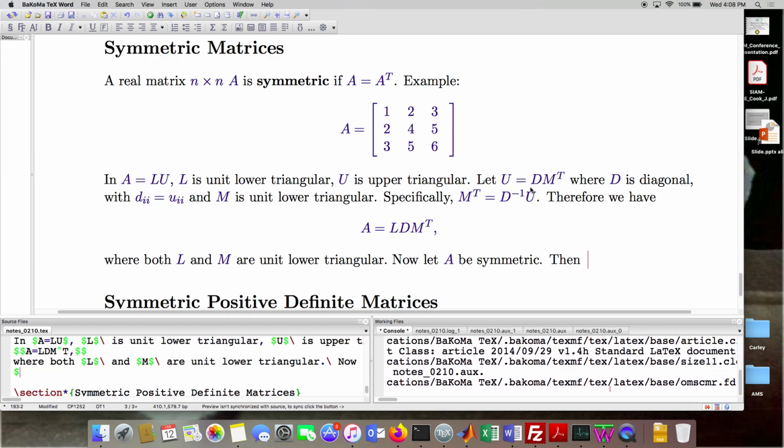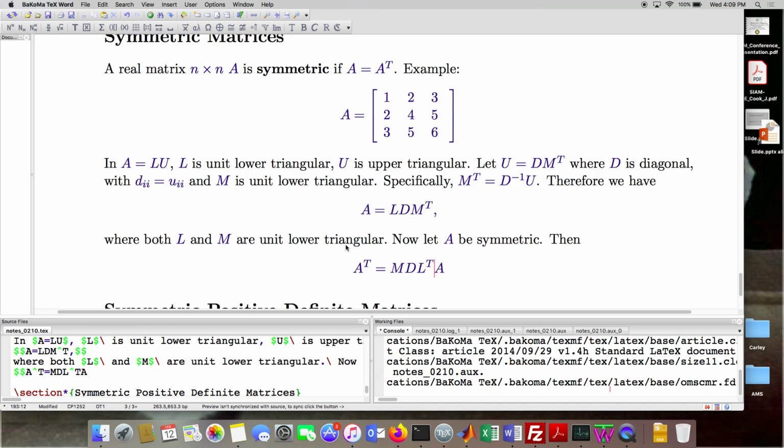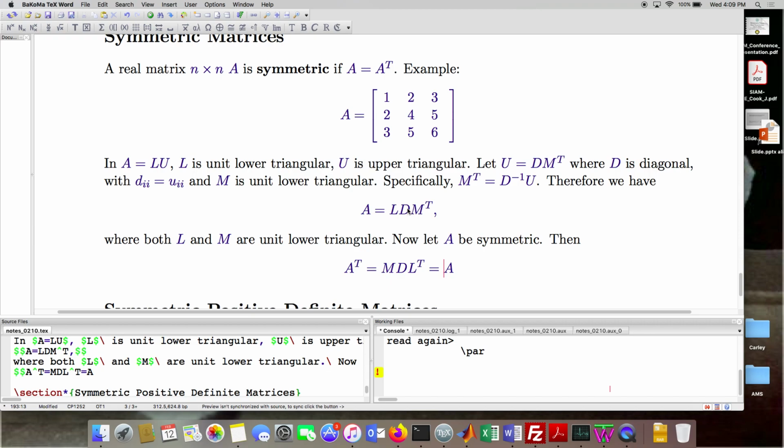Then we have the following. If I look at the transpose, A transpose equals A. But focusing on the decomposition, remember, the transpose of a product is the product of the transposes in reverse order. Taking the transpose of L D M transpose would give me M, then D, then L transpose. There's no need to take the transpose of D because it's a diagonal matrix, and a diagonal matrix is already symmetric. So these two factorizations are equal.